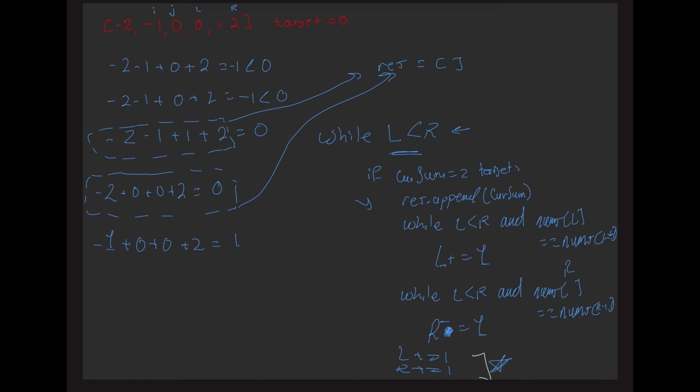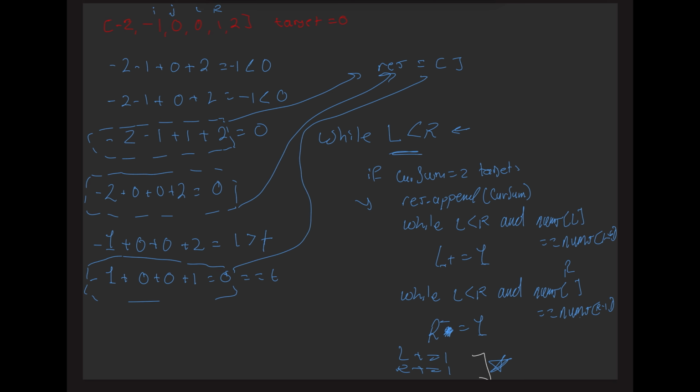So we're going to tell our right pointer to decrement by 1. So the right pointer is going to come down here. And now you have -1 plus 0 plus 0 plus 1. And that is equal to the target. And we're going to append this into our result. So our if condition is going to kick in.